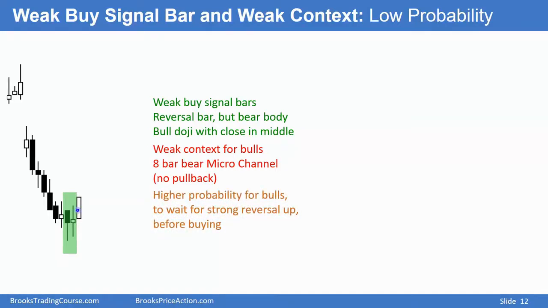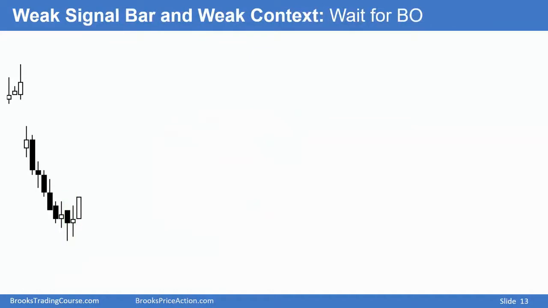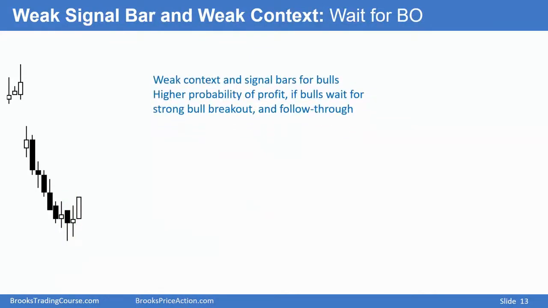If you're looking to buy and you do not have good context, here we have a strong bear trend, and you do not have a good buy signal bar, the next reason to buy would be if we get a strong breakout. And at that point, you get a higher probability buy. And look what happens here.